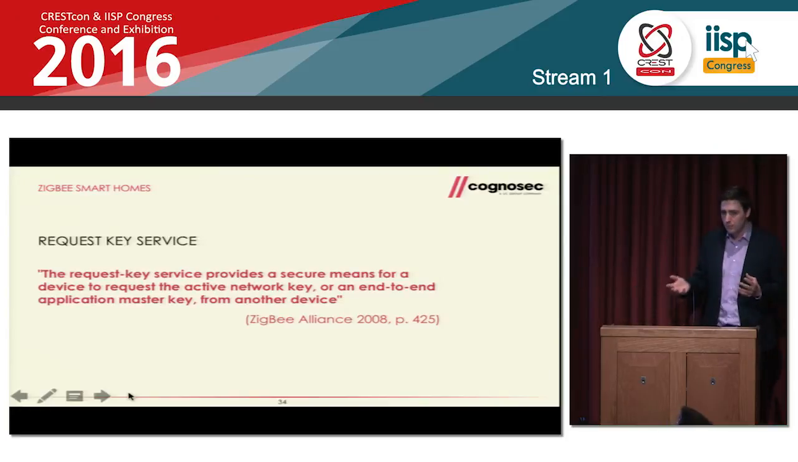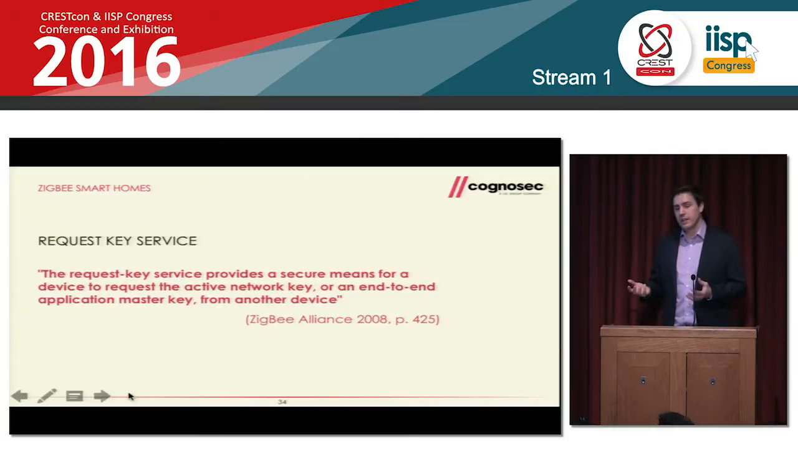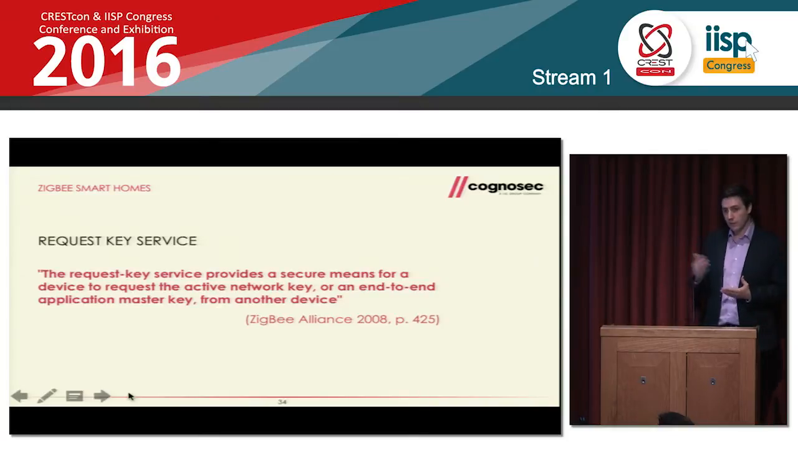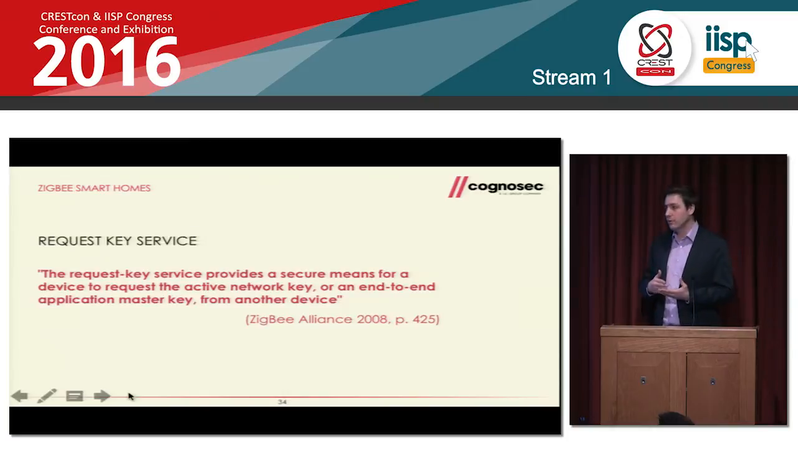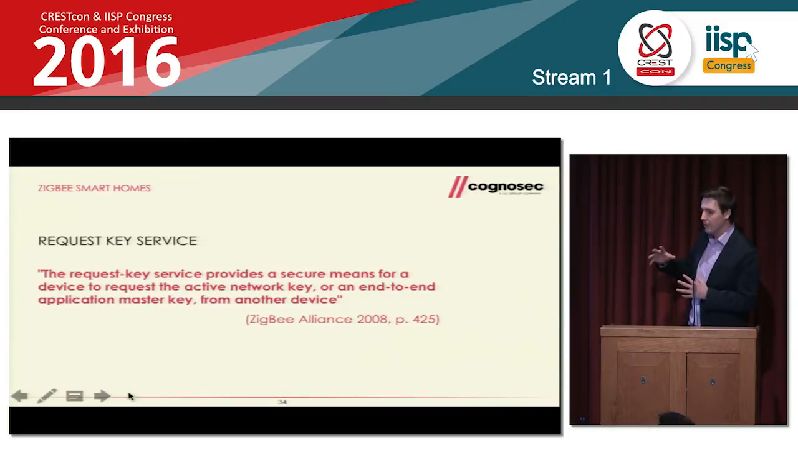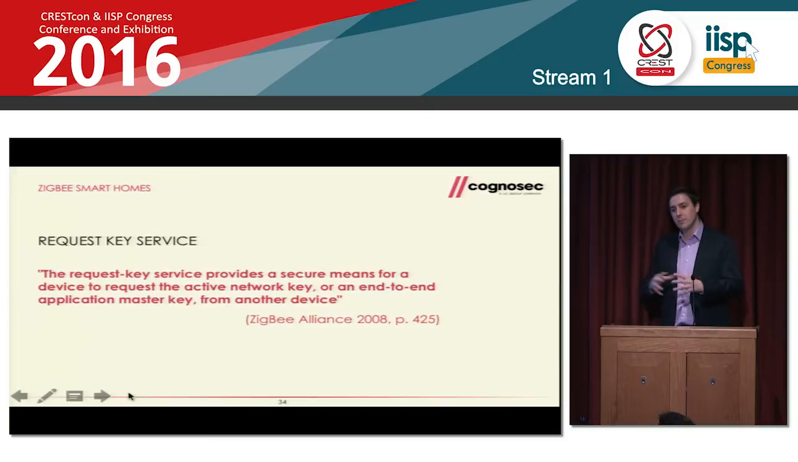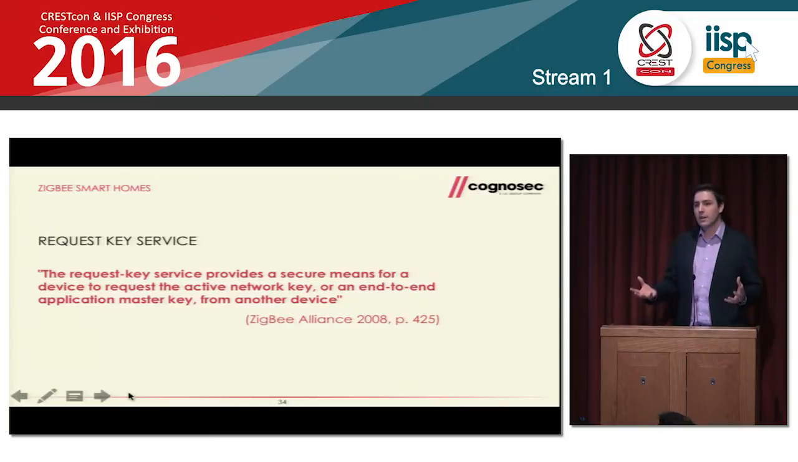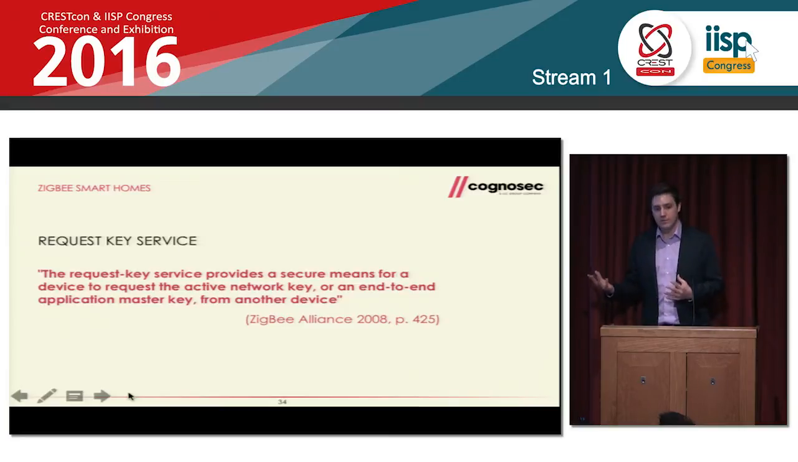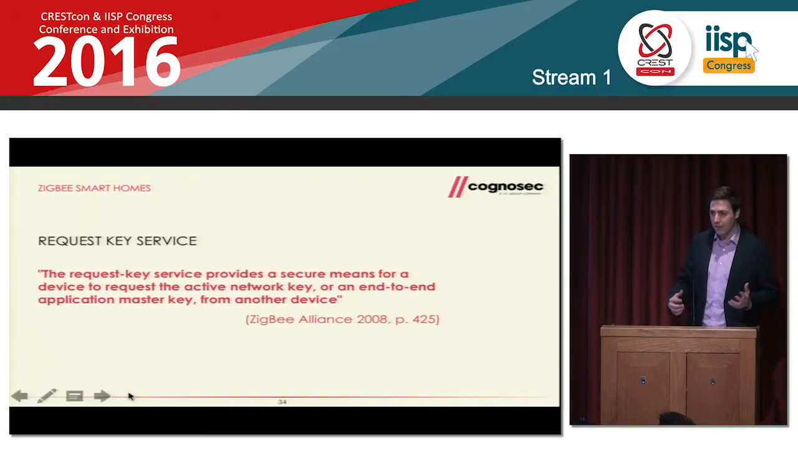But I didn't get why you should do it, because if the network is not encrypted, there is no network key. If the network is encrypted, you need to know the network key to encrypt the message properly to get accepted. So obviously you would have to know it upfront. Why just ask for it? It was, for me, not clear at all what this request service is.